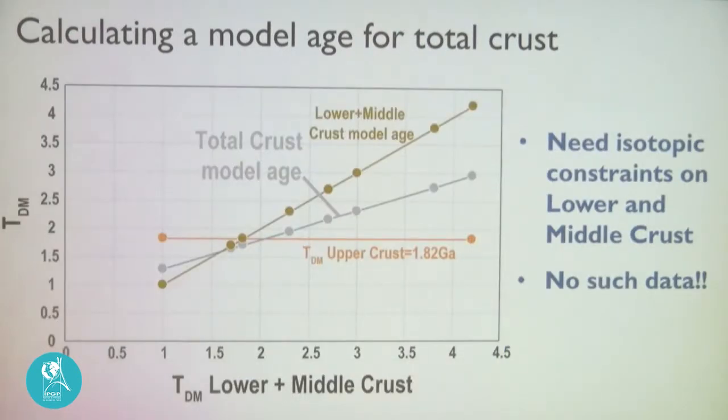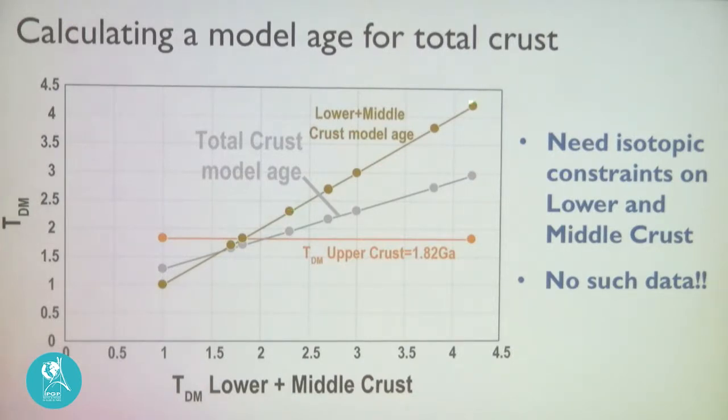So I've done that in a theoretical way here. It's a plot that looks a little strange because it's a TDM versus TDM. But what it shows is that here is the model age that we have for the upper continental crust, and here the model ages that I vary theoretically for the lower plus middle crust.